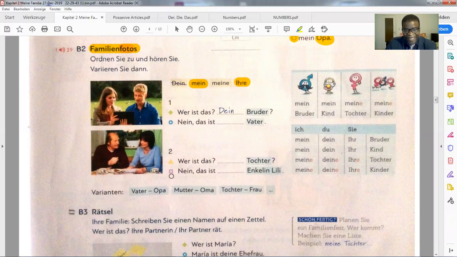Cool. Then, response. Das ist Enkelin, Lily. No, this is my granddaughter, Lily. We've checked above, further above. Now, is he going to use or is she going to use mein Tochter, mein Enkelin, or meine Enkelin? Of course, it's going to be meine Enkelin, Lily. Why? Because Enkelin is feminine. As simple as all that.